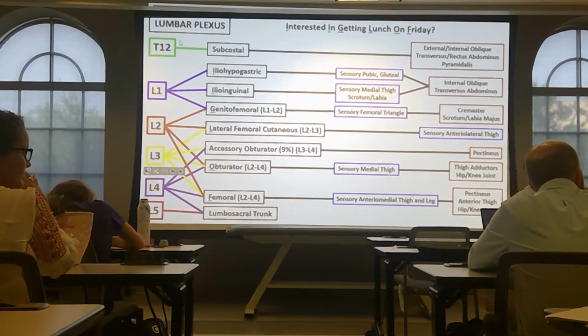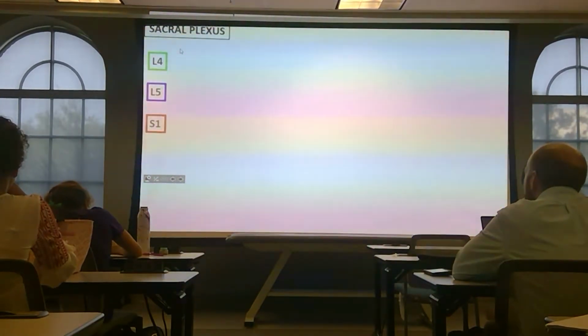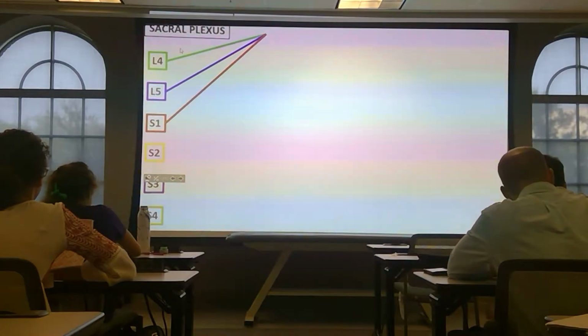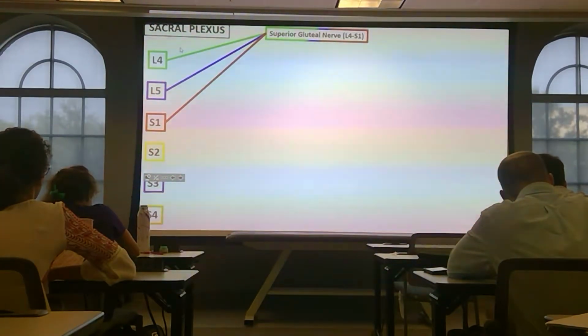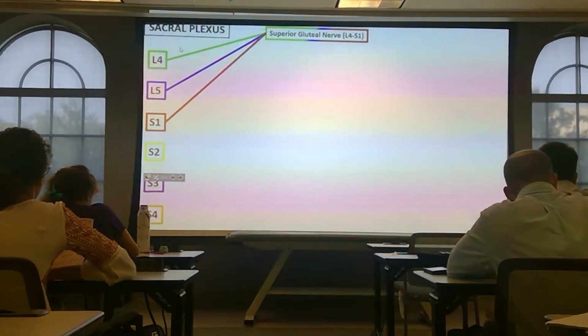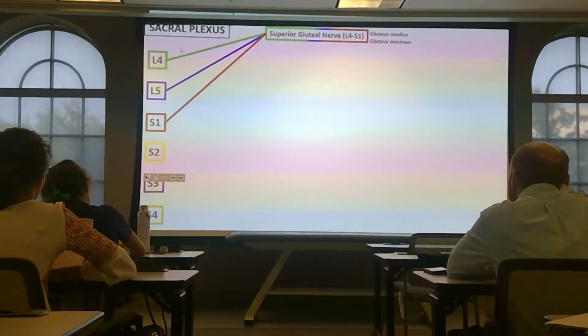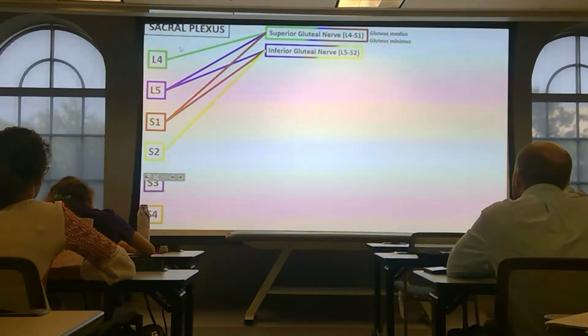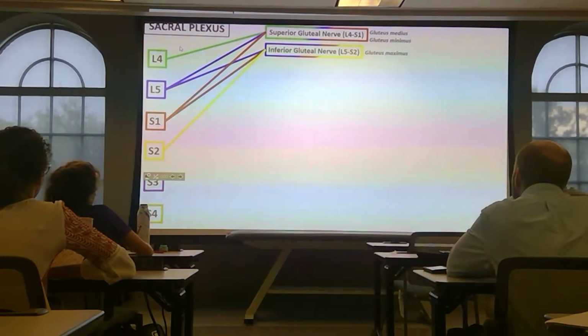You guys look. Here's the sacral plexus. Okay, so this one goes from L4 to S4. This one looks kind of spiderwebby. So superior gluteal nerve L4 to S1. This is going to be gluteus medius and gluteus minimus. Remember I talked about the two pairs of these? So inferior gluteal nerve is L5 to S2, and that's going to be gluteus maximus.